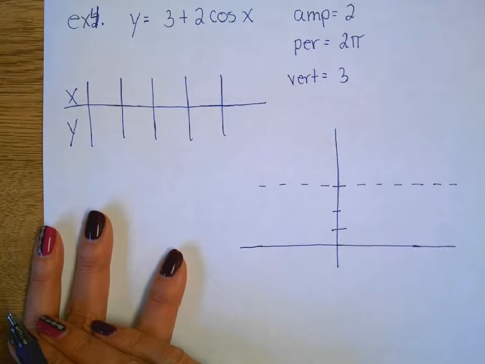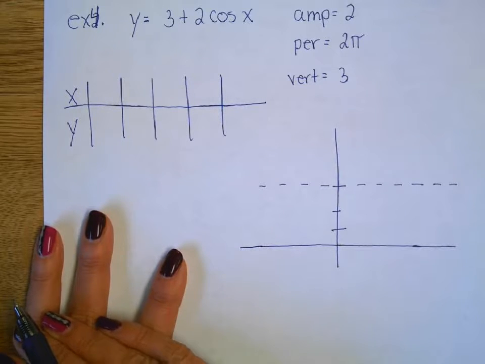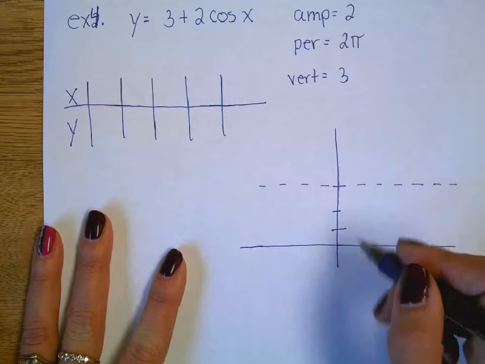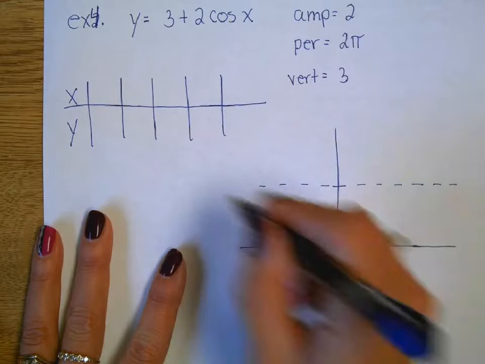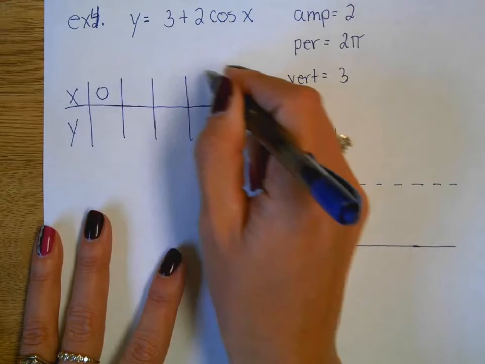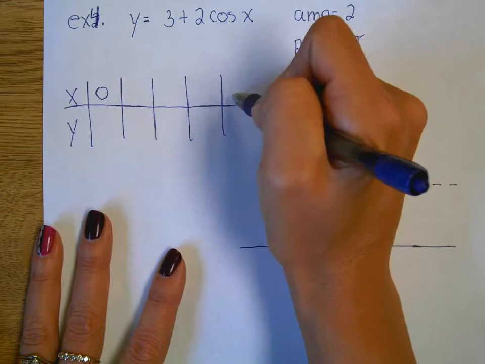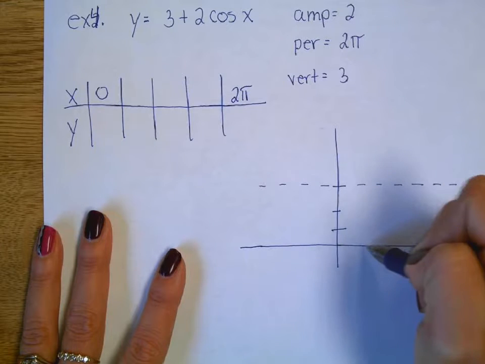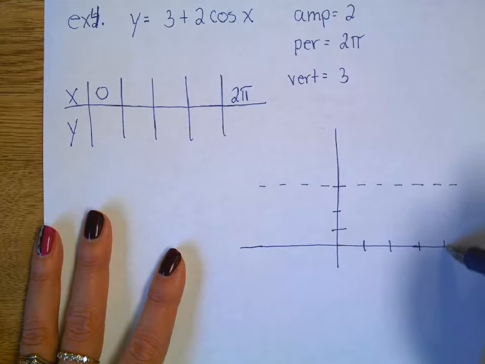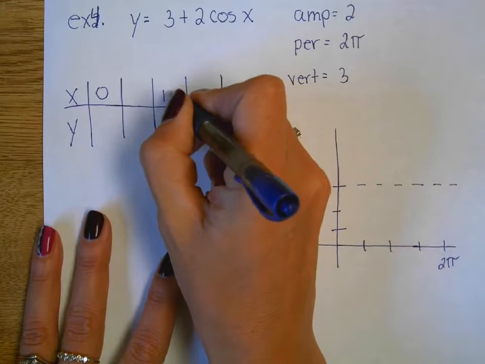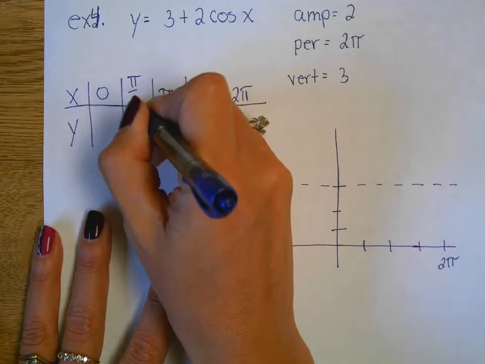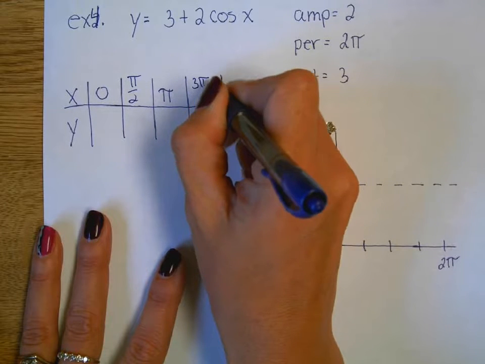Okay, so x values. Where is my first x value? 0. Where do I get my last x value from? The period, which is 2 pi. So this thing's going to go from 0 to 2 pi. And this is easy to average to get the middle. We got pi. We got pi over 2. And we've got 3 pi over 2.